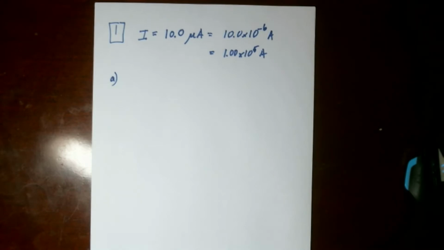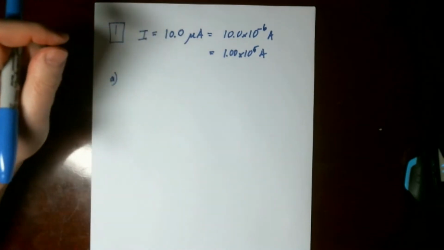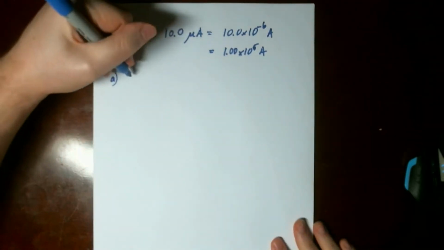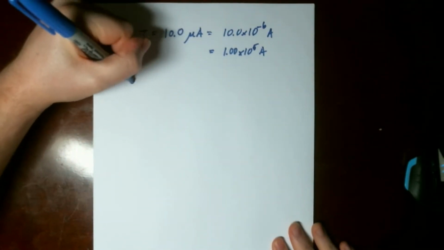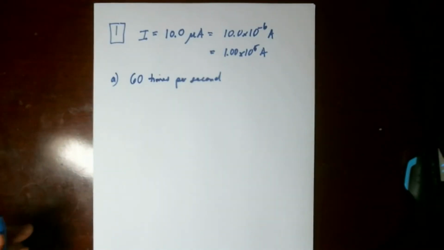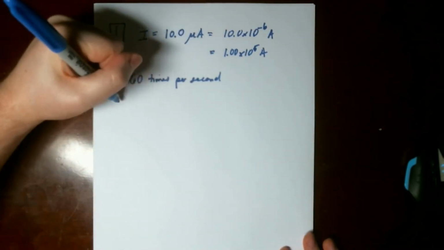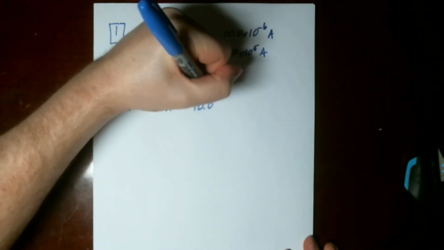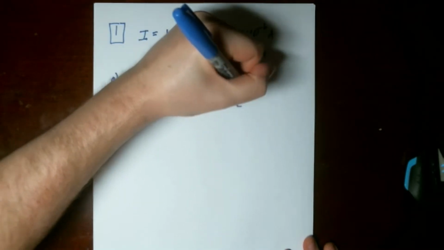So we know on a CRT TV, at least on US standards, which is called NTSC, the electron beam scans down the entire screen 60 times per second. So the screen is refreshed 60 times per second. So 60 hertz. And we know that the current delivered to the screen is 10 microamps. Well, 10 microamps is equal to 10 microcoulombs per second.